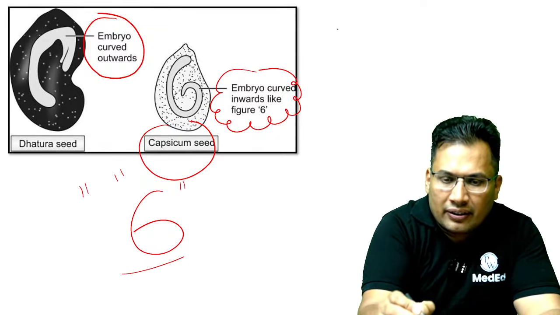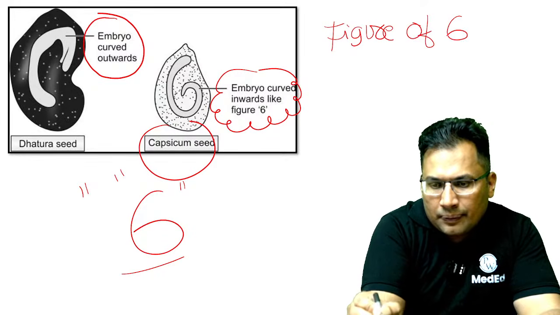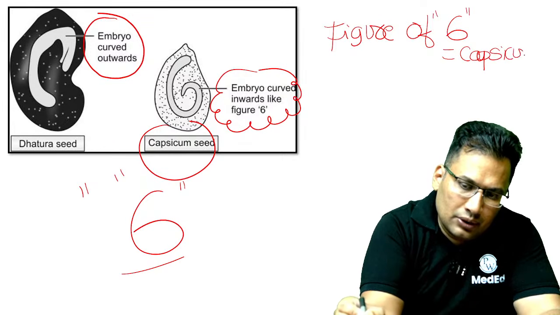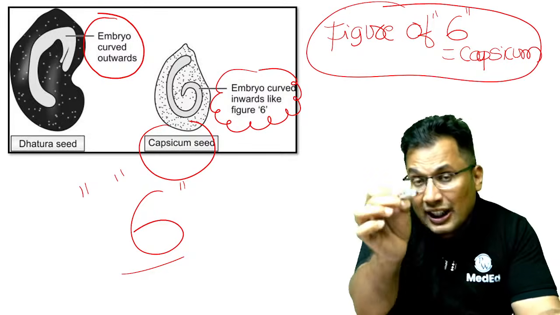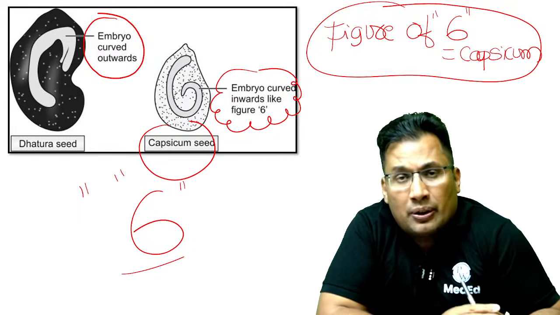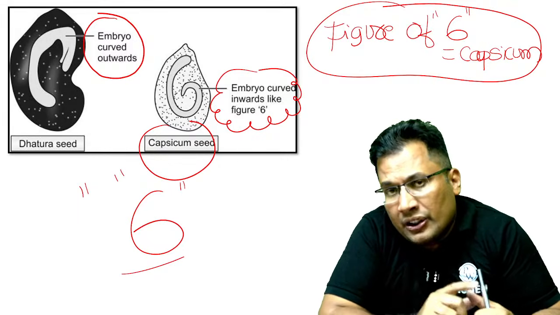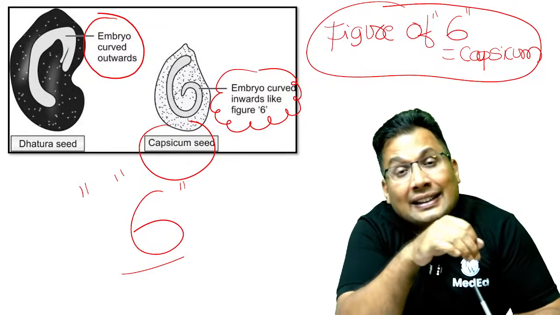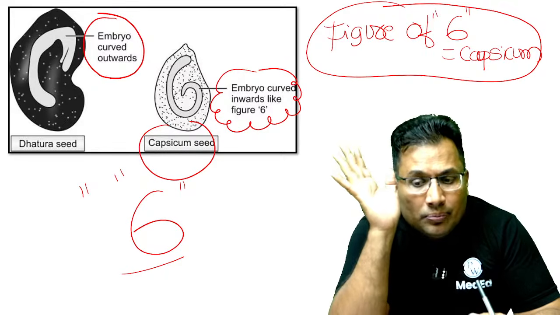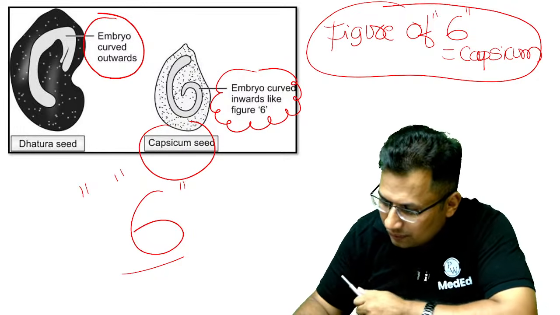All of you write in the chat box: the figure of 6 is basically capsicum. This can be a viva question, guys. How do you differentiate between chili seeds and Datura seeds? You can answer brown in color, yellow in color, double edged, single edged, and all. Then you can also mention one more point, figure of 6. The examiner will be very happy, I'm telling you. Okay. Capsicum seed, figure of 6. Okay, keep writing.